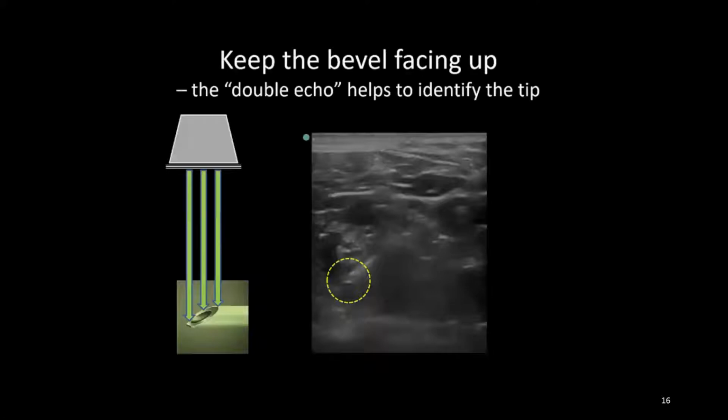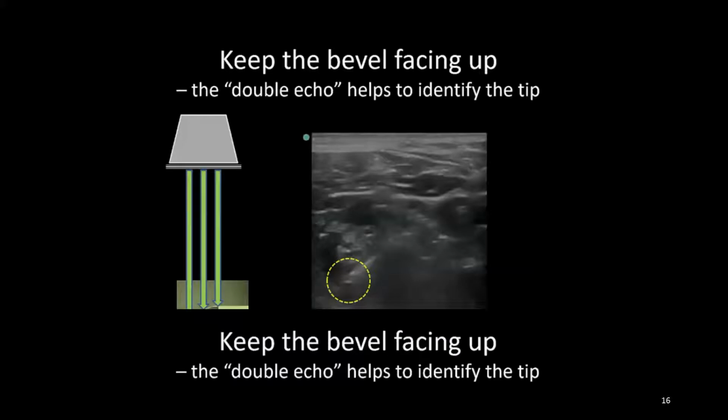The next thing that we can do so as to optimize our needle alignment, and so as to know where our needle is, we can always keep the bevel part of the needle facing up towards the transducer. Because when the ultrasound waves hit the bevel portion of the needle, they produce a double echo effect, which helps us to identify the tip of the needle while doing ultrasonography.